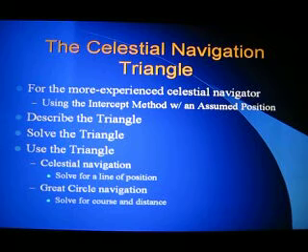Okay, this presentation is really for more experienced celestial navigators, for those that are already familiar with the intercept method with an assumed position. If you're not that far along in celestial navigation, you might have a little trouble following it. But anyway, be my guest. I'm going to be describing the triangle. We're going to be talking about how it's solved and how to use it, how to solve for a line of position in celestial navigation, and also how to solve for course and distance in great circle navigation using the Celestial Navigation Triangle.